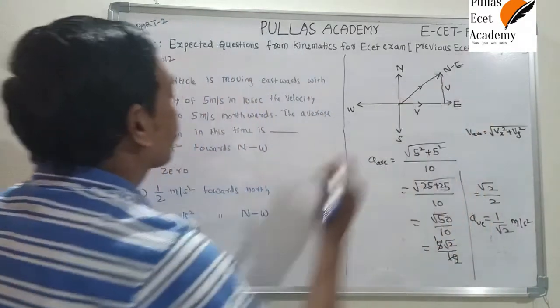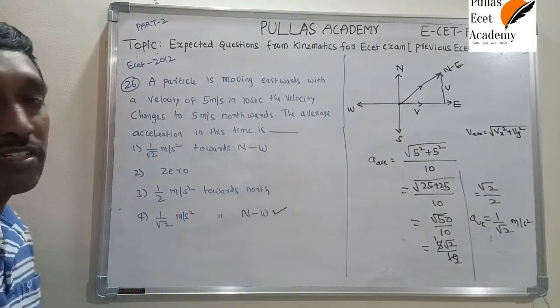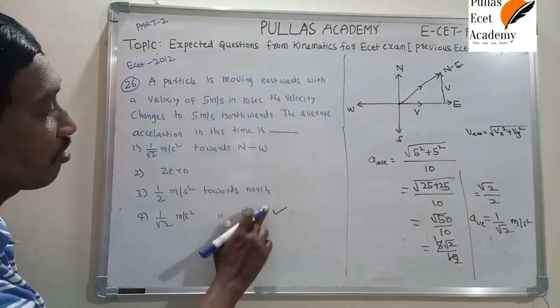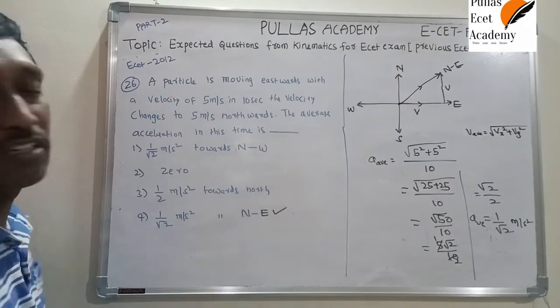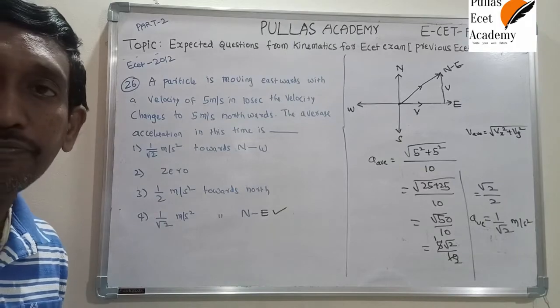What is the direction? Northeast. That's right. 1 by root 2 meter per second square northwest. Sorry, this is northeast, not northwest. So that's why the fourth option is correct here.